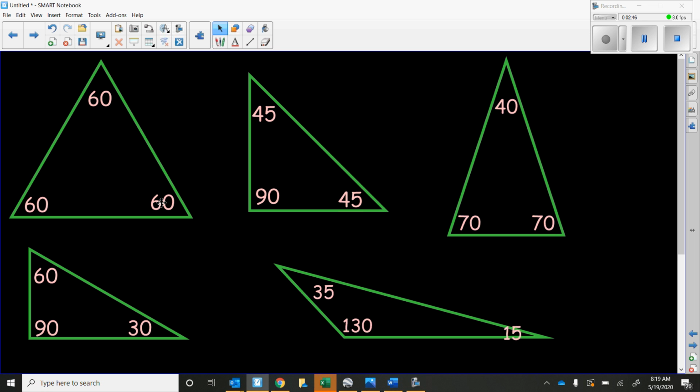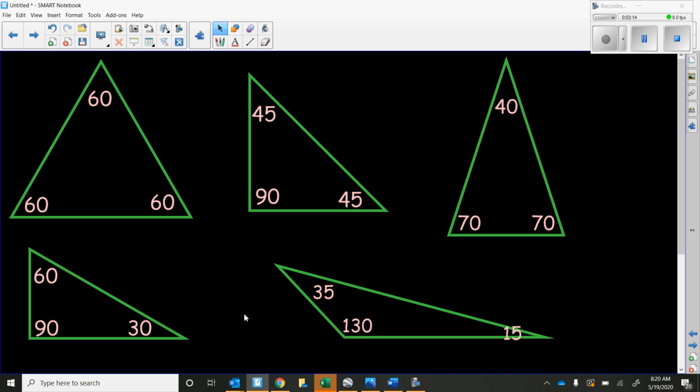So 60, 60, 60, that's 180 degrees. If you don't believe me, feel free to use a calculator and test these. 45, 90, 45, again, 180 degrees. 70, 70, 40, that's 180 degrees. 60, 90, 30, add those up, that's 180 degrees. And so would this last one. 35 and 15, that's 50 degrees, plus 130, they add up to 180 degrees.